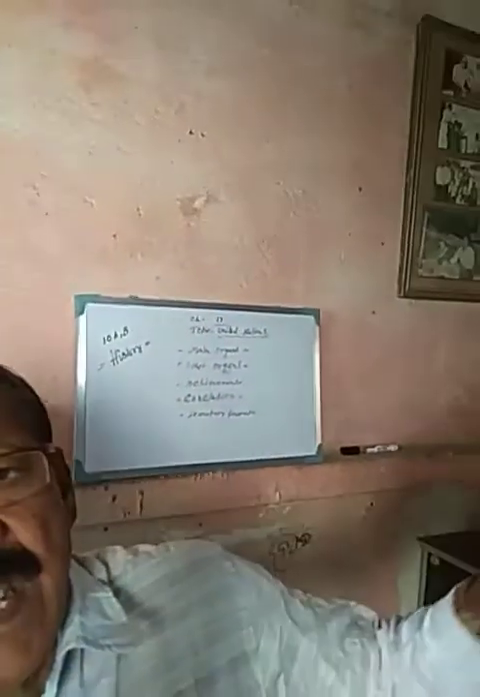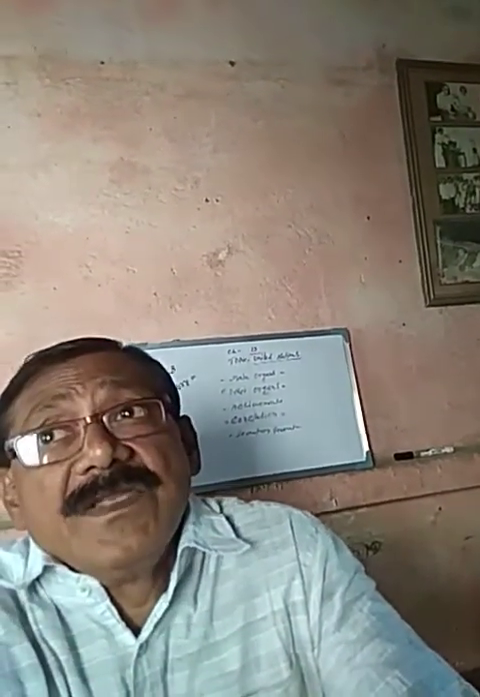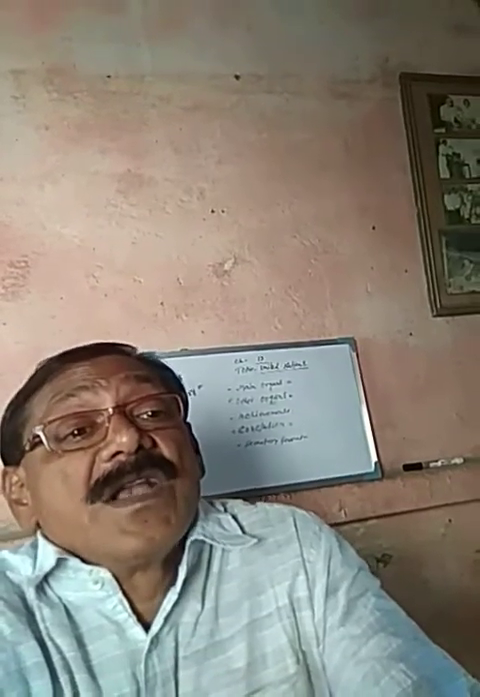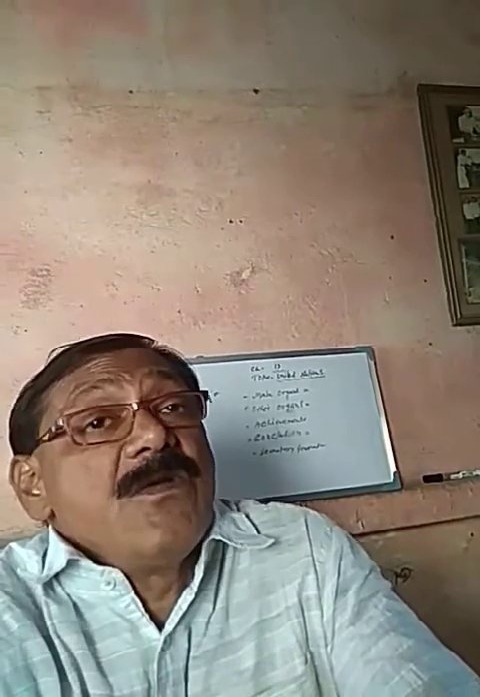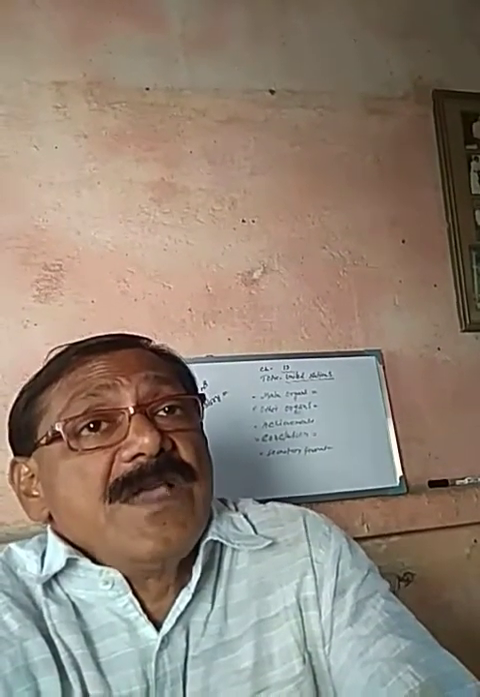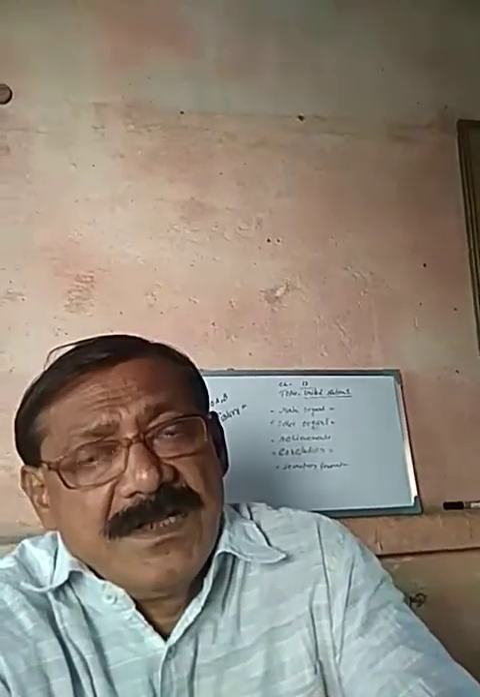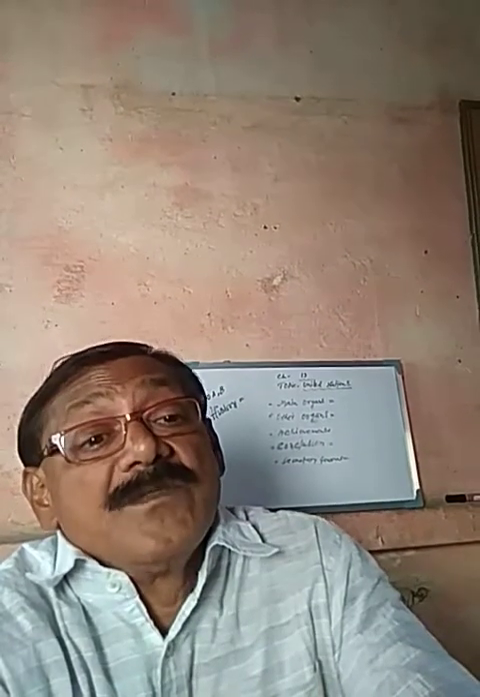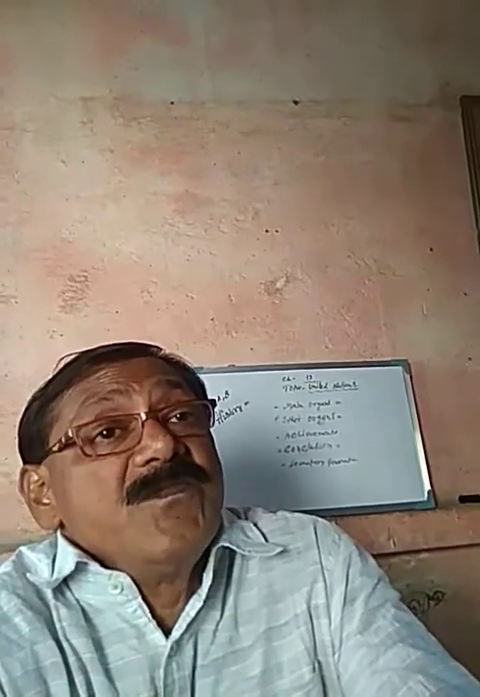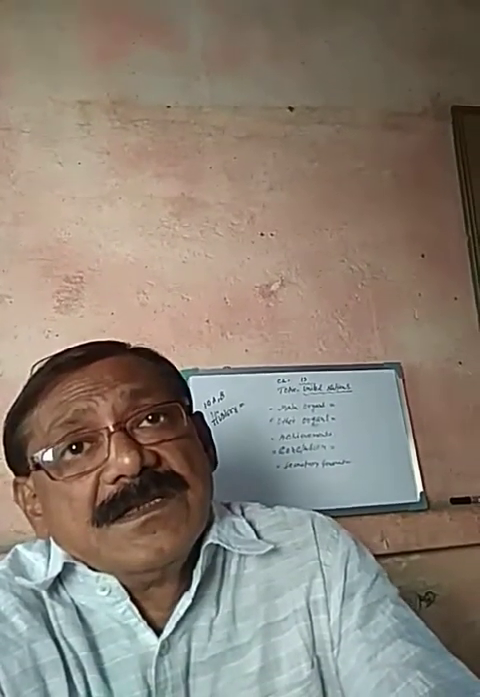What are the main organs of the United Nations? My dear students, I have already taught it, but for your better understanding, once again I am giving a synopsis of it. What are the main organs? There are three most important organs of the United Nations: the General Assembly, the Security Council, and the International Court of Justice. These are the most important and most famous organs of the United Nations.